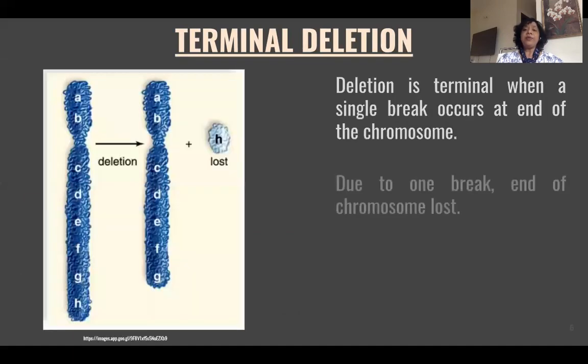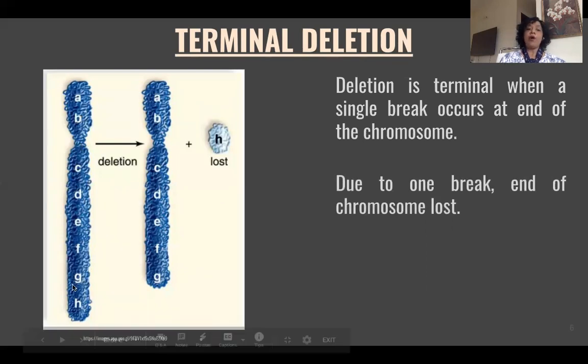We will study in detail terminal deletion. As I told you, terminal deletion takes place because the segment which is deleted is towards the terminal end. Let us look at this diagram in front of us. In this diagram, you can see a normal chromosome. This normal chromosome has got the P arm, which is the short arm, the centromere, and the long arm, which is also called as the Q arm.